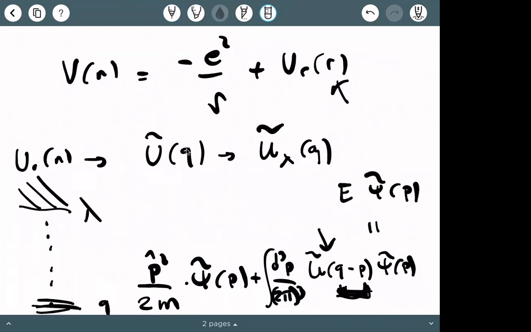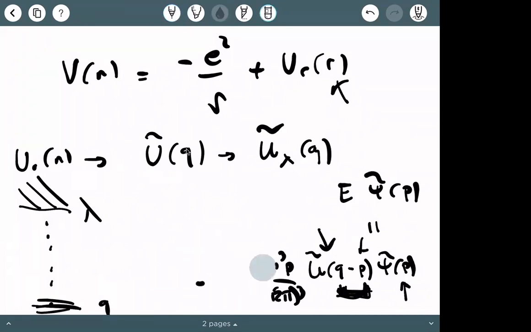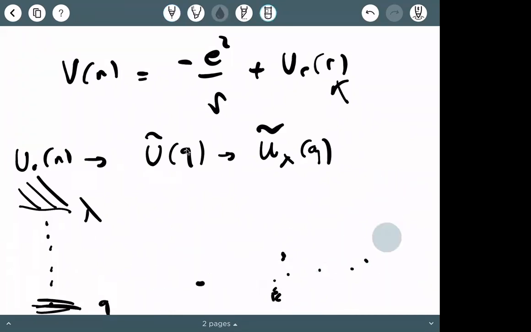The large P momenta contribution here will be suppressed by this product, okay? So in other words, if I'm interested in only soft physics, all I need to have is the soft components of this Fourier transform. So Q, I'm not interested in all this. I'm interested in this at momenta much smaller than the lambda.